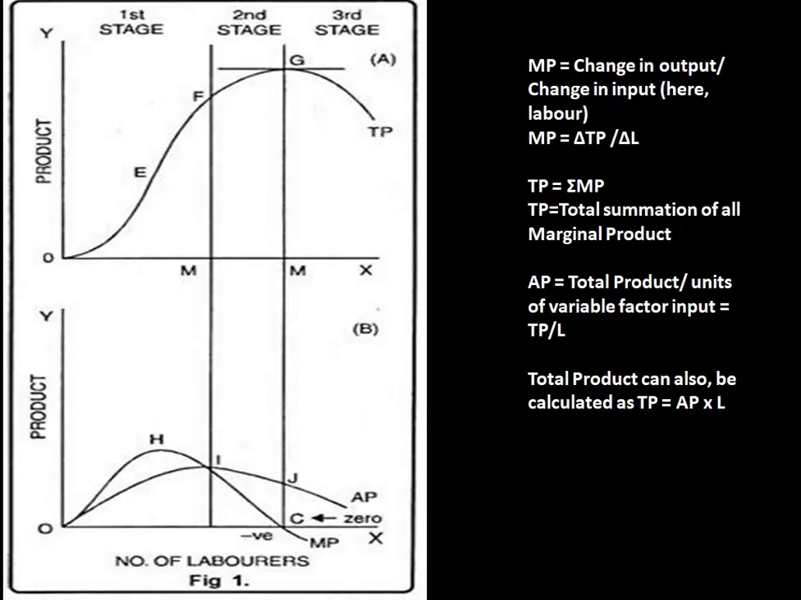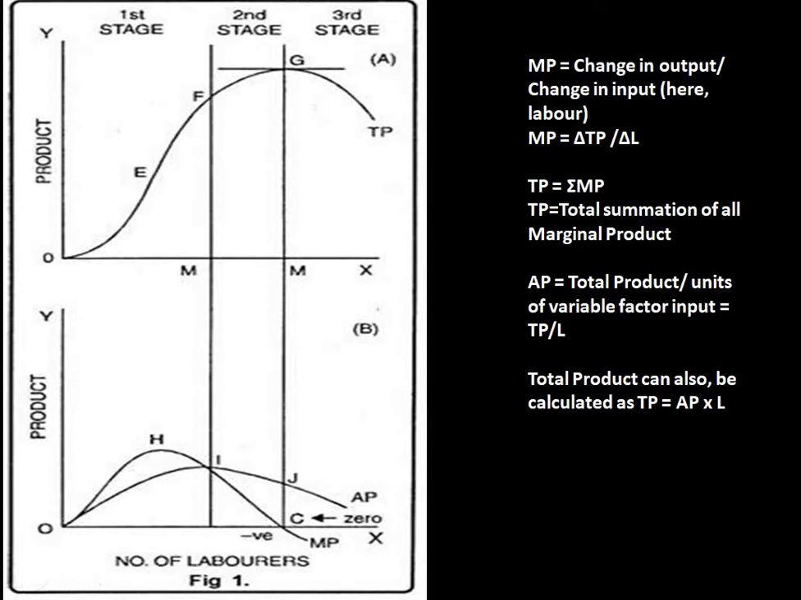Let's learn with the diagrammatic explanation, where the law of variable proportion can be explained in two diagrams. The first one tells you about the change in total product. The second one tells you about the change in average product and marginal product. You also have the first, second and third stage in the law of variable proportions.